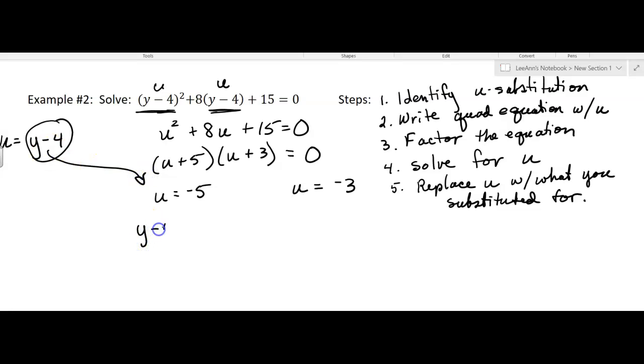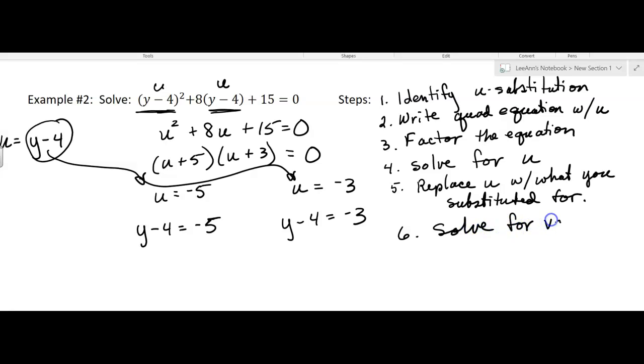So y minus 4 equals negative 5. And we have to put it in over here as well. Y minus 4 equals negative 3. So we get two equations. These are linear, and we're just going to solve those equations. So solve for the variable. And sometimes it's x, this time it's y. Okay, so add 4 to both sides. I get y equals negative 1.